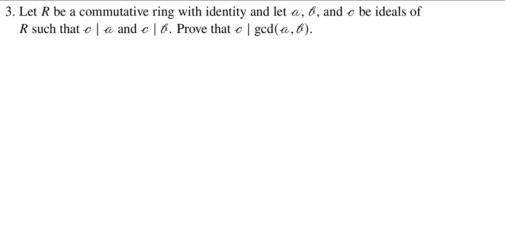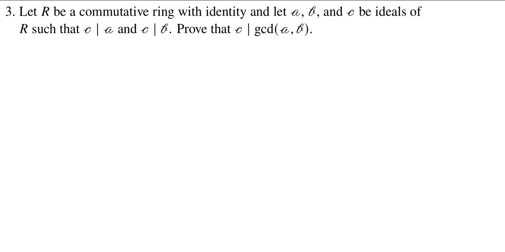Hello everybody, this is a video solution to problem 3 from my fall 2021 Math 302 final at Cal State Fullerton. So in this problem we're given a commutative ring with identity and 3 ideals, A, B, and C, where we know that C divides A and C divides B.